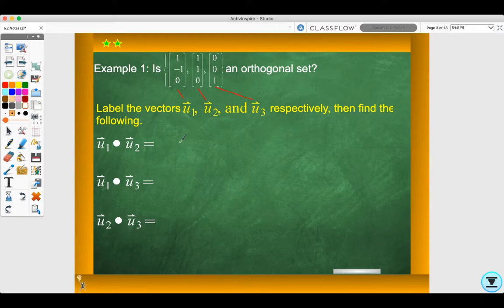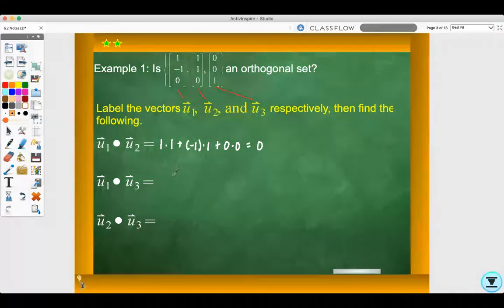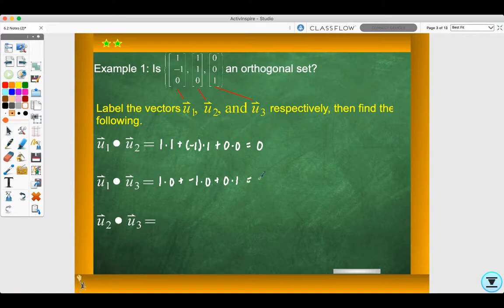So let's find u1 · u2. u1 · u2 would be 1 times 1 plus negative 1 times 1 plus 0 times 0. And that would give me 1 minus 1 plus 0, which is 0. Then u1 · u3 would be 1 times 0 plus negative 1 times 0 plus 0 times 1, which would be 0 plus 0 plus 0, which equals 0.